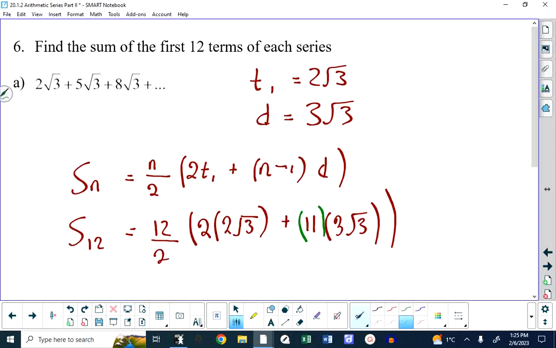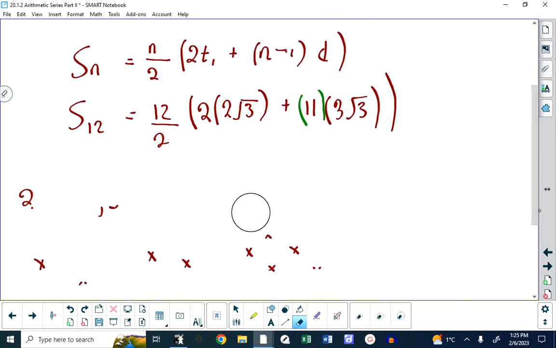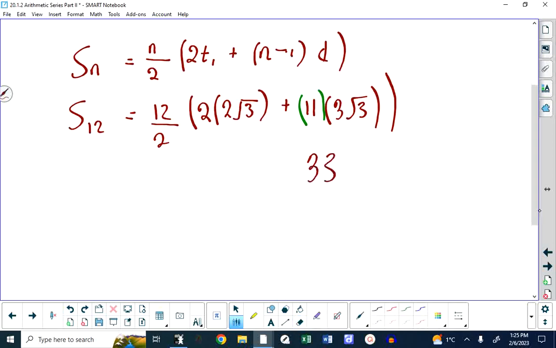I am multiplying here 11 times 3 times root 3. 11 times 3 is 33. So I've got 33 times root 3. I've got 33 root 3. I've got 2 times 2, which is 4. I have 4 root 3. And 12 divided by 2 is 6.